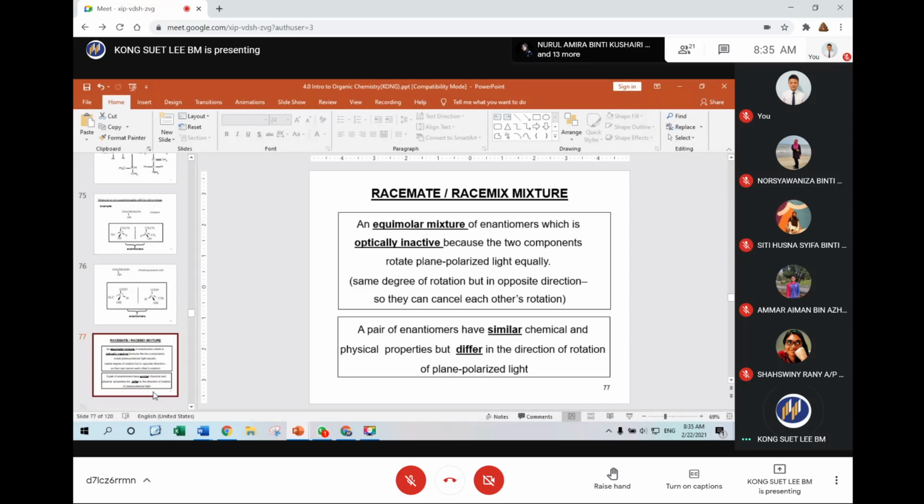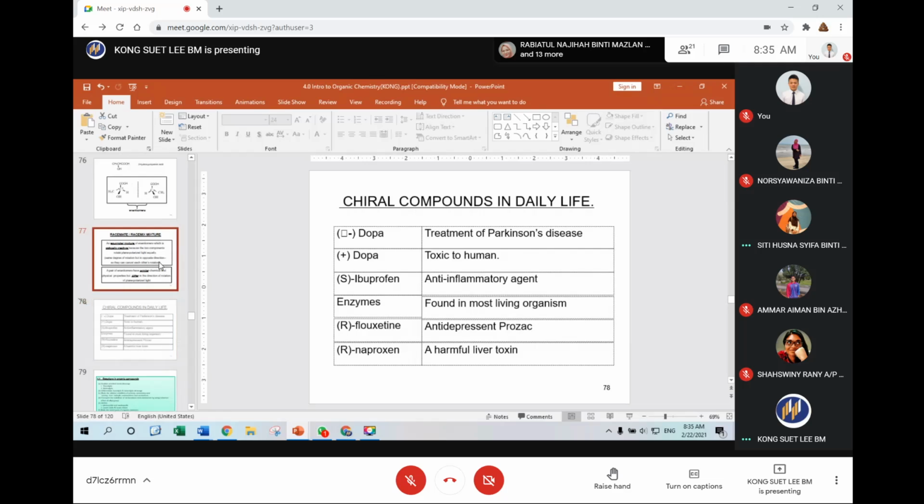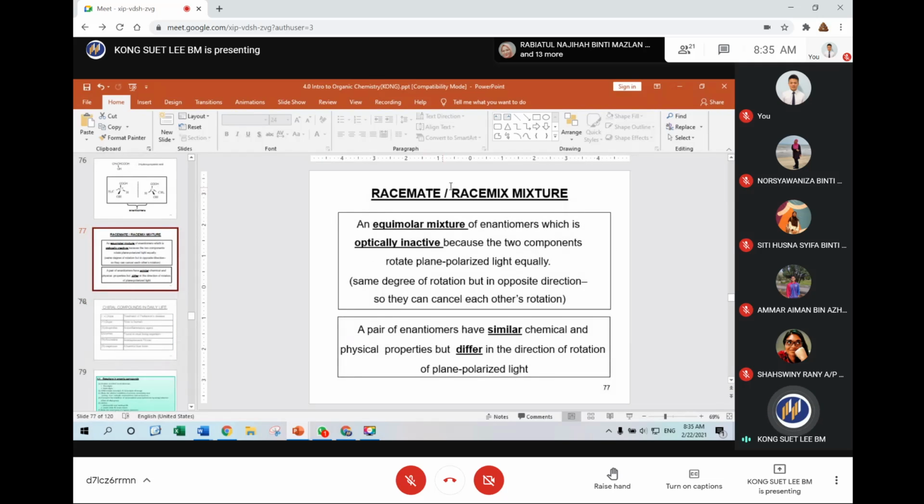Any questions? No? Okay, racemic mixture is just a term for you all. You just have to know what a racemic mixture is, that's all. It is an equimolar mixture of enantiomers which is optically inactive, because the 2 components rotate plane polarized light equally. There is nothing special about racemic mixtures.